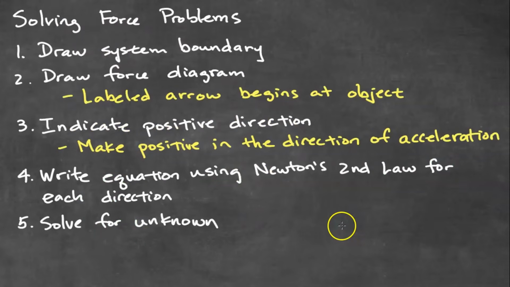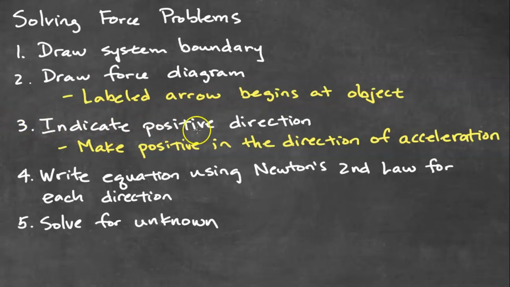Now I'm going to go through the steps for solving force problems. Step 1, draw the system boundary. We want to make sure we identify what the system is, even if you don't draw on paper, just mentally you know what it is. Number 2, draw the force diagram labeled. These are labeled arrows that begin at the object.